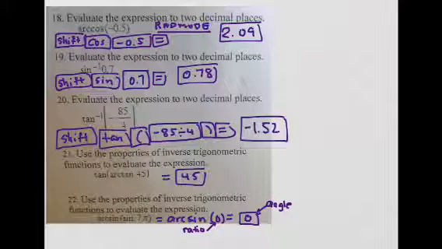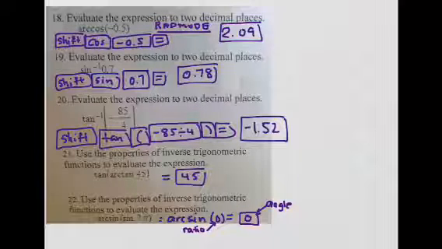Alright, so for 18 to 20, here are the calculator keystrokes. Make sure you're in radian mode for all of them. Okay, and you get those answers. For 21, tangent and arctangent are inverses of each other, and 45 is a real number, so the answer is 45. For 22, you evaluate the sine of 7 pi. Sine of 7 pi is 0, and then you do the arc sine of 0, which is also 0.